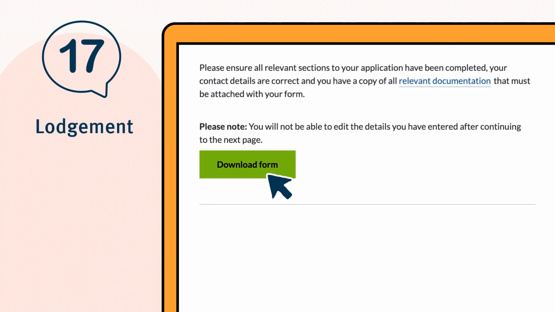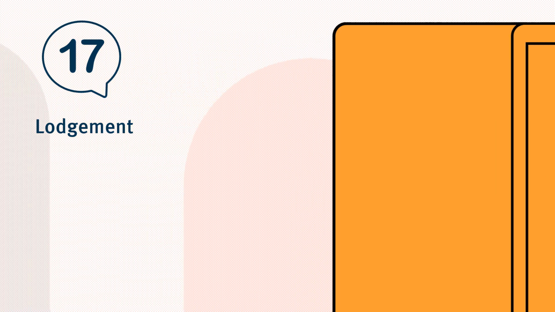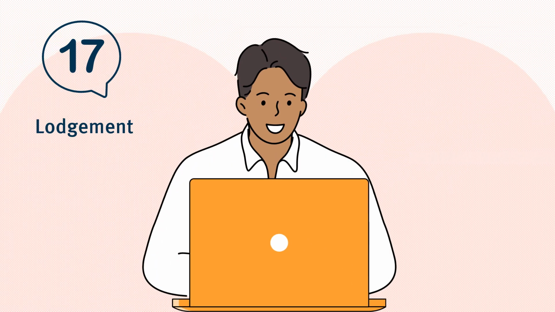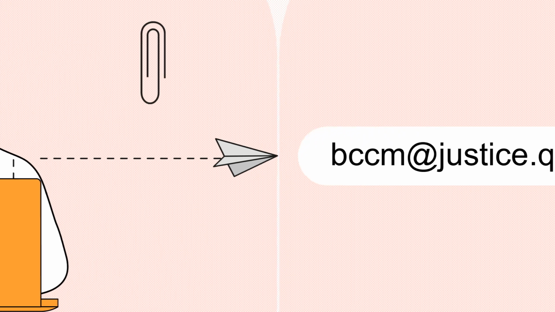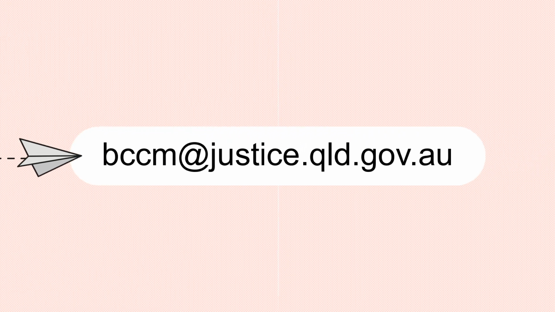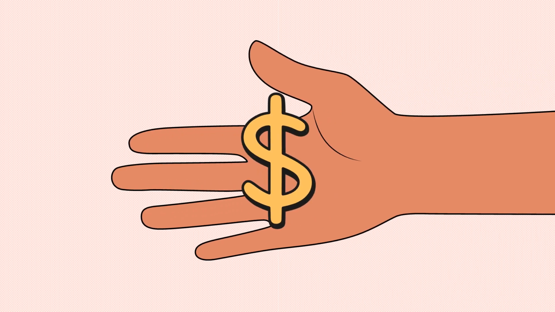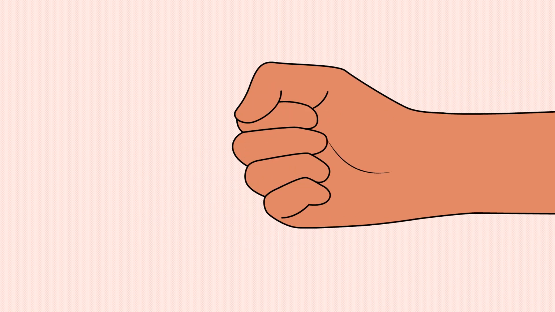Once you have successfully completed the application form, you need to download and save it. Review the information entered, then email the application with all reference documents attached to bccm@justice.qld.gov.au. And lastly, pay the application fee. Visit our website for current fees and payment instructions. Once your application is lodged and the fee has been paid, it will not be refunded.